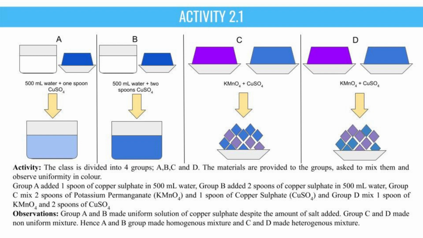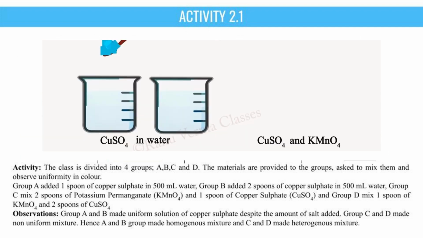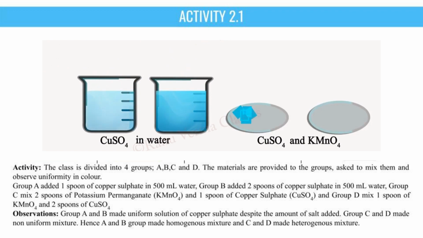Group A added 1 spoon of copper sulfate, CuSO4, in 500 ml water. Group B added 2 spoons of copper sulfate in 500 ml water. Group C mixed 2 spoons of potassium permanganate, KMnO4, and 1 spoon of copper sulfate, and Group D mixed 1 spoon of potassium permanganate and 2 spoons of copper sulfate.